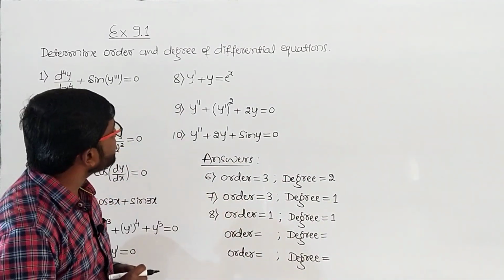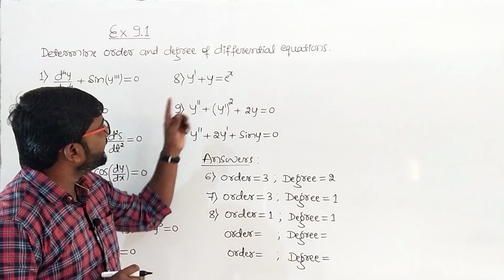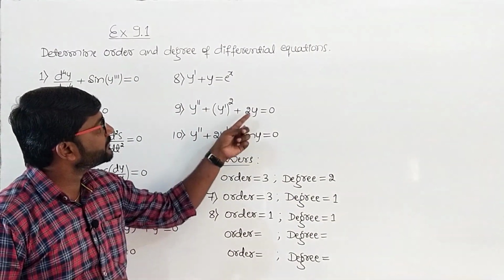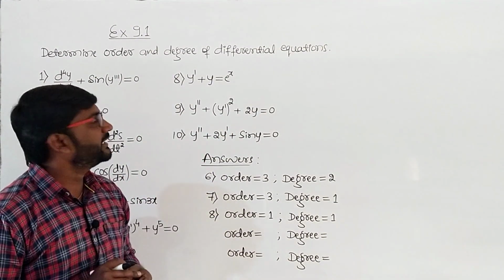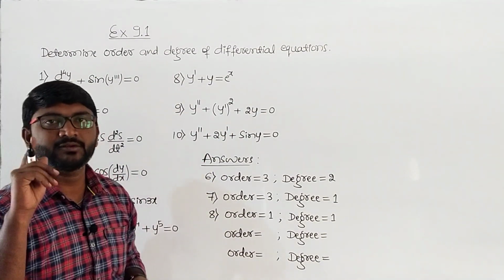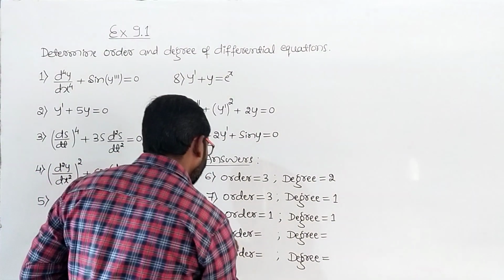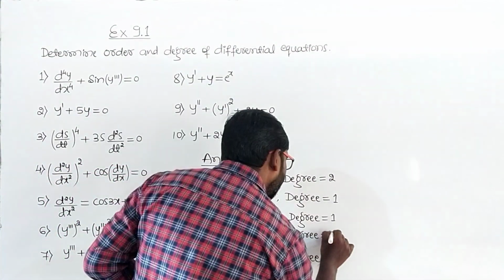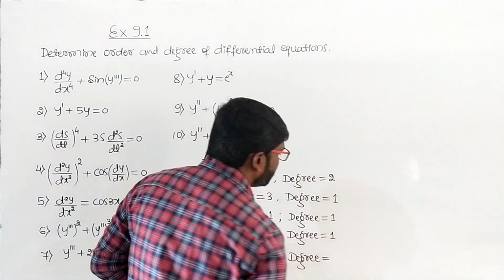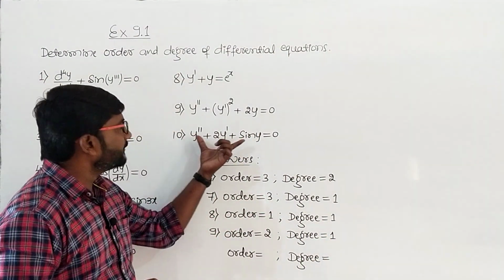Now let us move on to the ninth one. y double dash plus y dash the whole square plus 2y equals 0. So here the highest order derivative is 2, whose power is 1. Order 2, degree 1. Ninth one, order 2, degree 1. Now we'll take up the last one.